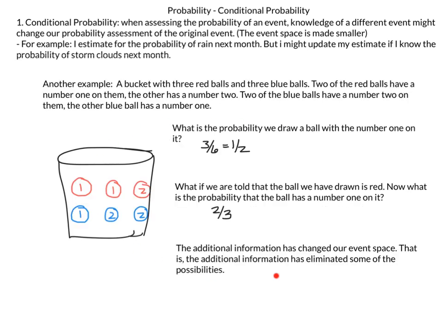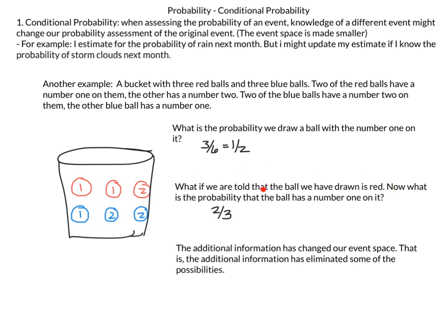And again, just to look at that example we had before in our overview, a bucket with 3 red balls and 3 blue balls. 2 of the red balls have a number 1 on them, and the other has a number 2. 2 of the blue balls have a number 2 on them, and the other one has a number 1. So what's the probability we draw a ball with the number 1 on it? So we shake up this bucket of balls. What's the probability of drawing a number 1? Well, there are 3 ones out of 6 balls, so we have a probability of 1/2.